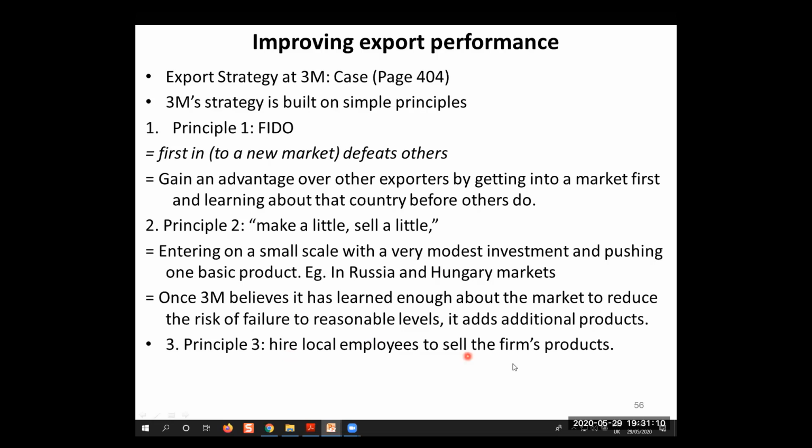The third principle is to hire local employees to sell the firm's products. 3M really puts much emphasis on hiring international employees. As I said, human resources play a definite role in the conduct of international business, so 3M really emphasizes the hiring and training of local staff.